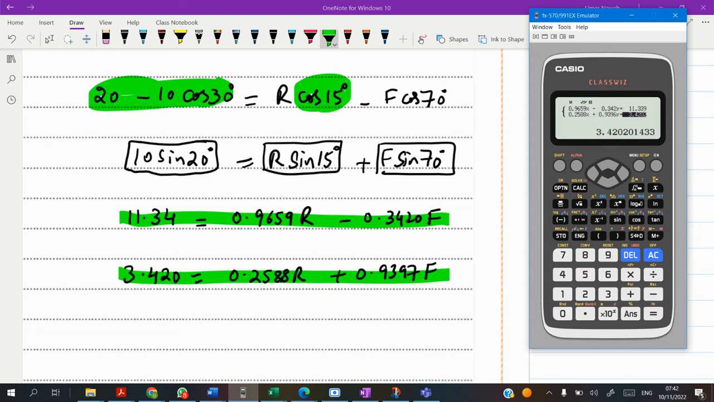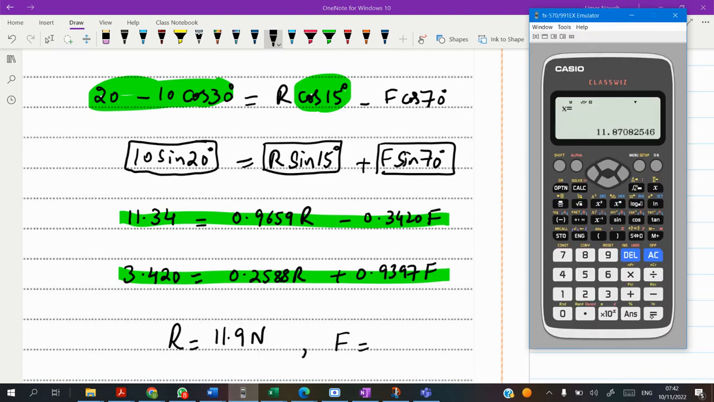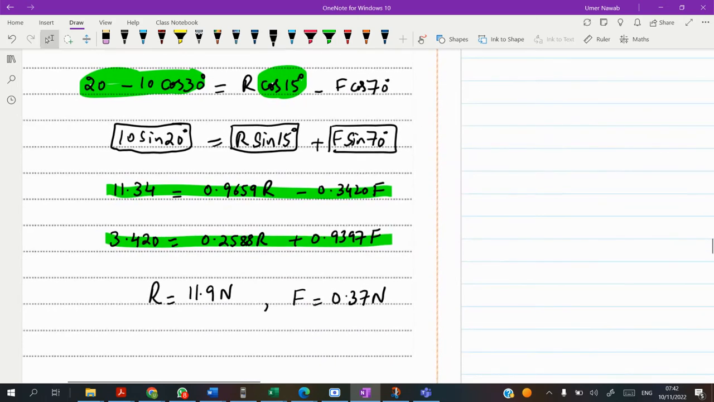After writing all the values into the calculator, now I'm going to press the equal sign. It will give me 11.9, the value of r. The value of r is 11.9 newtons. And the value of f from the calculator, next press equal sign. It will give you 0.37. Yes, in the final exam, you can show some steps of solving simultaneous equations, which is pretty simple.